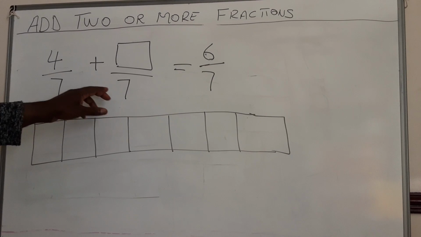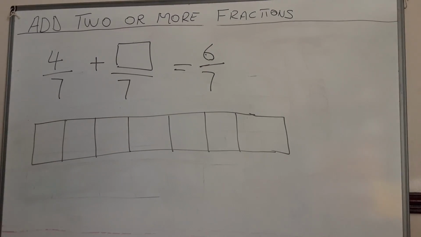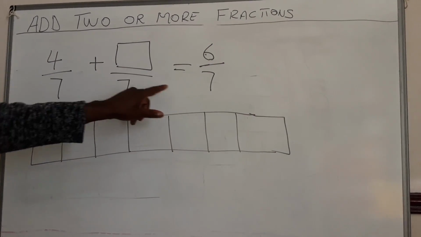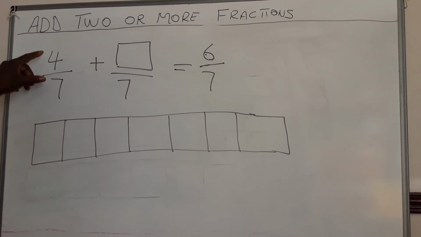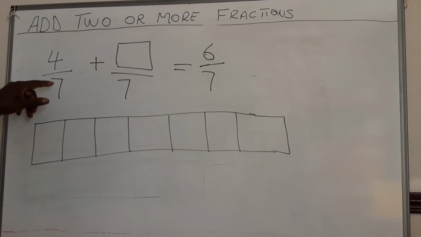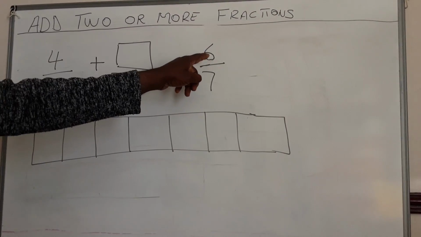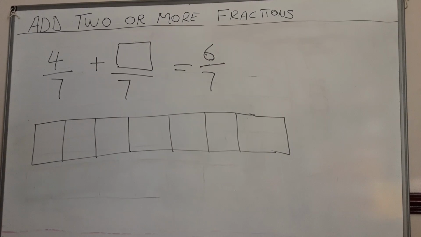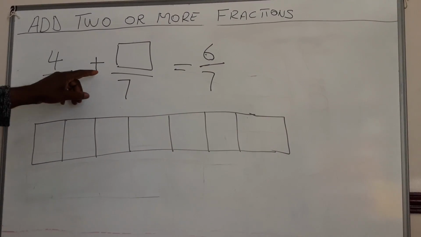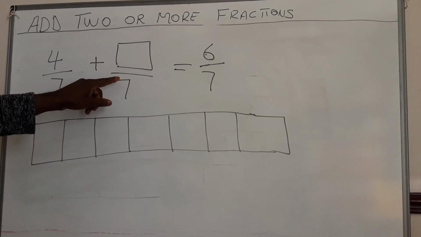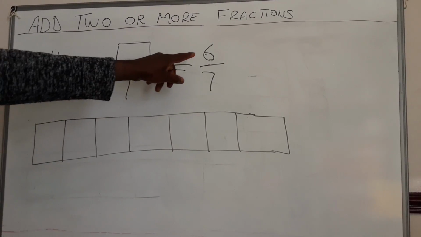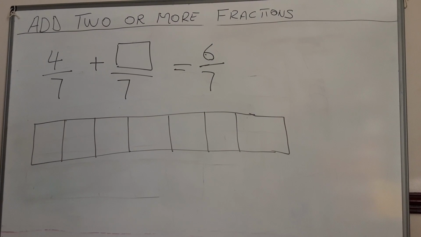First, we have to check the denominator. You can see that the denominators are 7. So we have 4 over 7, we have the missing number over 7, and the answer is 6 over 7. So the question is, 4 over 7 add something over 7 equals 6 over 7. We can use our bar model to help us do this.